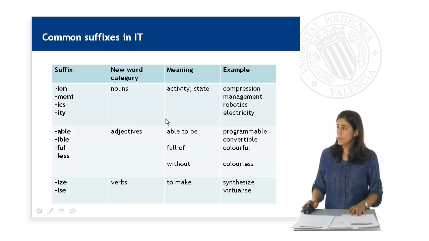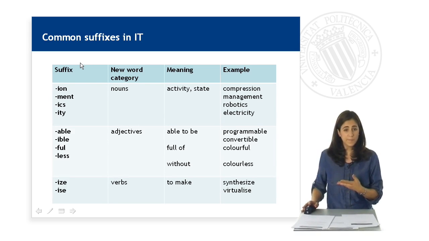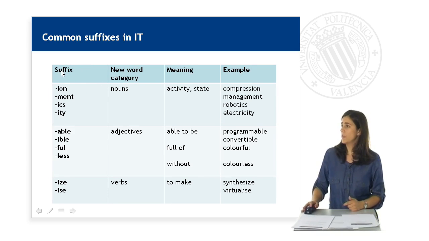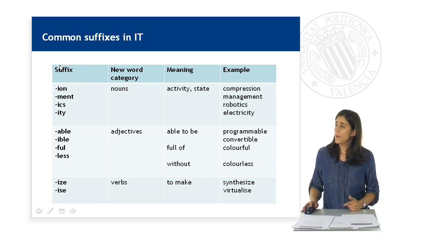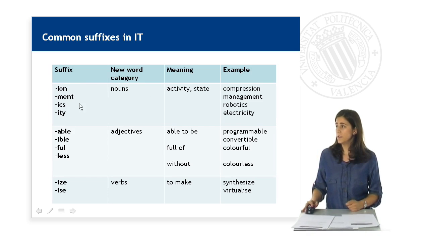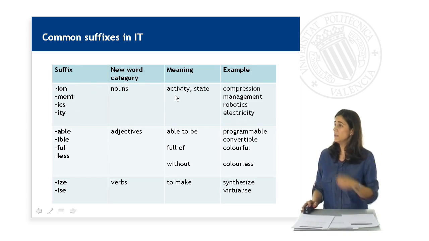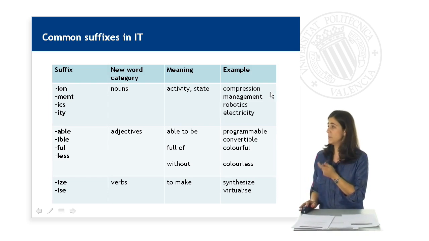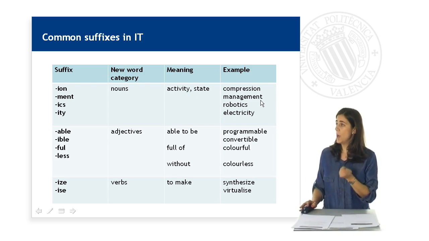Here I'm presenting you a chart with the most common suffixes in IT. Let's have a look. First, we have suffixes making nouns. These are -ion, -ment, -ics, and -ity. All these suffixes mean activity or state, as in the examples compression, management, robotics, and electricity.